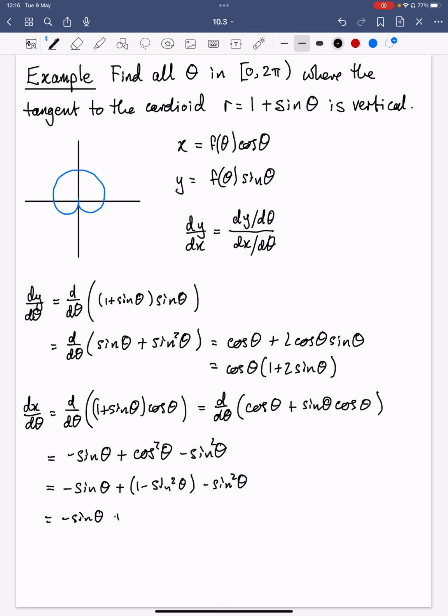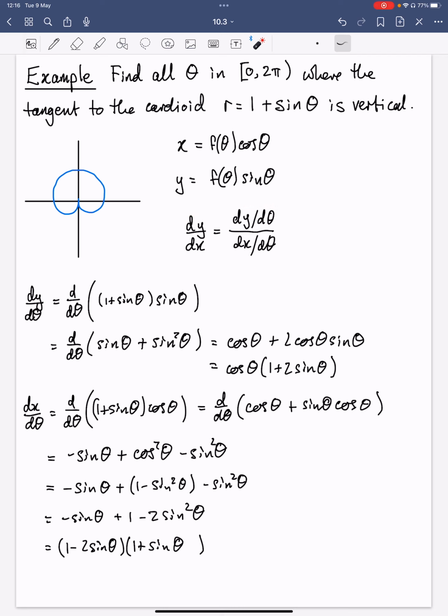This becomes plus 1 minus 2 sine squared theta. Then factor that as a quadratic in sine theta. So 1 minus 2 sine theta times 1 plus sine theta. Okay. And then if I wanted to actually write this derivative out, I'd do it like that.